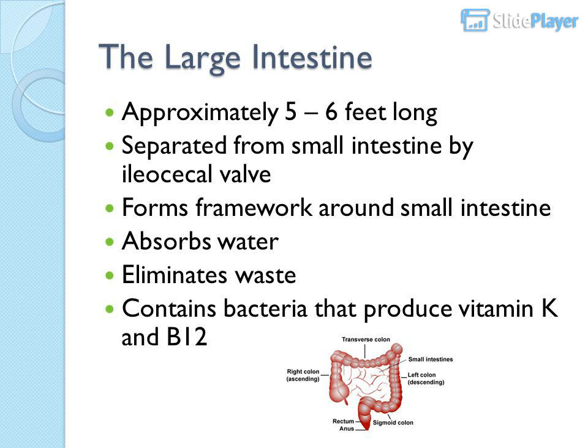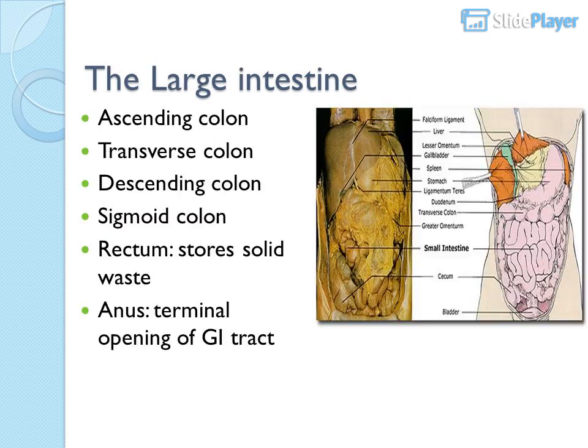Forms a framework around the small intestine. Absorbs water. Eliminates waste. Contains bacteria that produce vitamin K and B12. The large intestine: ascending colon, transverse colon, descending colon, sigmoid colon. Rectum, stores solid waste. Anus, terminal opening of the GI tract.